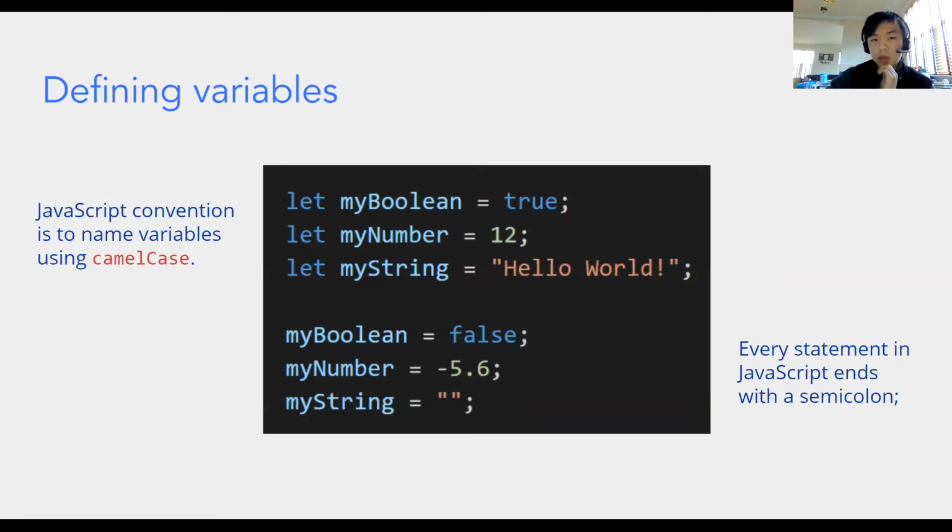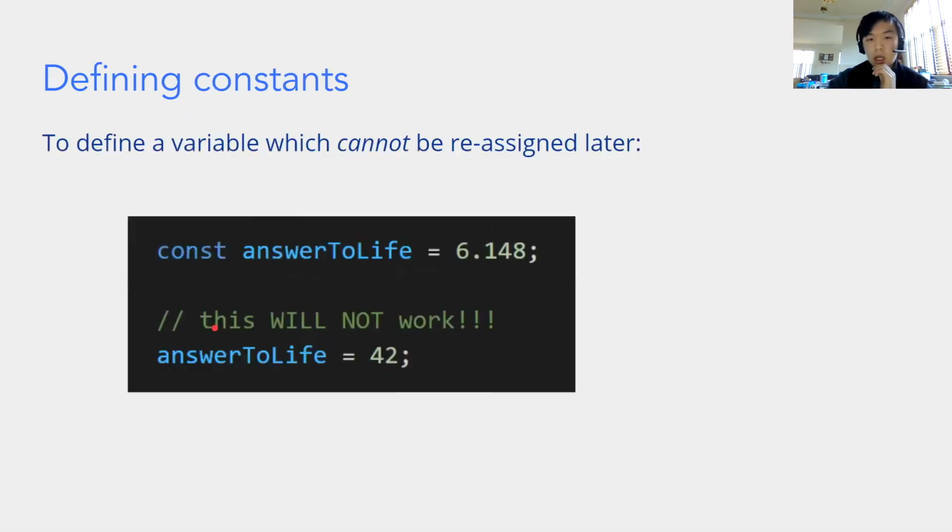While we're on the topic of variables, though, I want to mention something called constants. JavaScript has these things called constants, which we denote with this const instead of let, which we use to define a variable that cannot be reassigned later. So here we could declare a variable answer to life, which we declare with const and set to some arbitrary value. And then later on, if we try to reassign it, it will fail. The program will shout at us. It'll say, you're not allowed to do this. And so constants prevent anything from changing later on down the line.